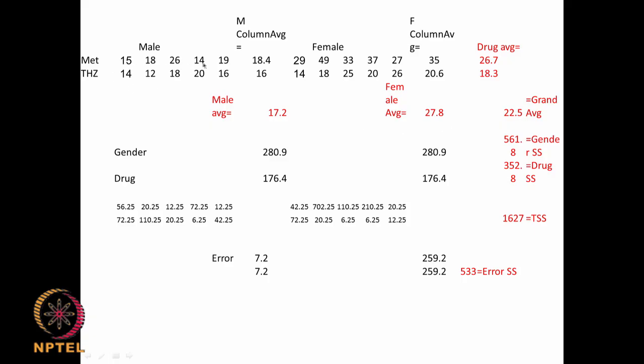Now, if I add up all these, and all these, I get what is called the drug average. This is for metformin, this is for THZ. Just like the male average, where I take all these 10 data points to get 17.2, and the female average from all these 10 data points, for the drug average I add all the metformin and divide by 10, and all the THZ and divide by 10. Now, the grand average will be the average of these two, or the average of these two.